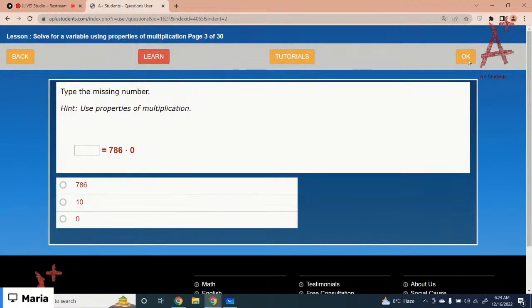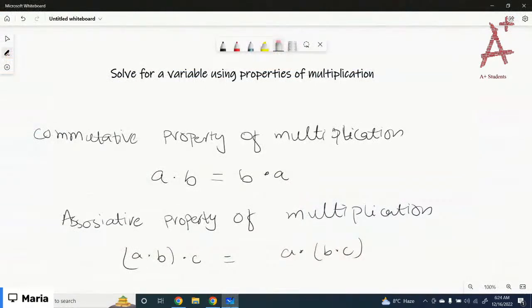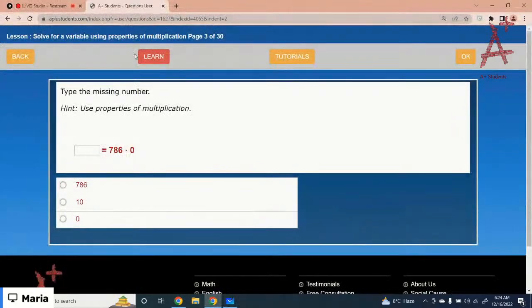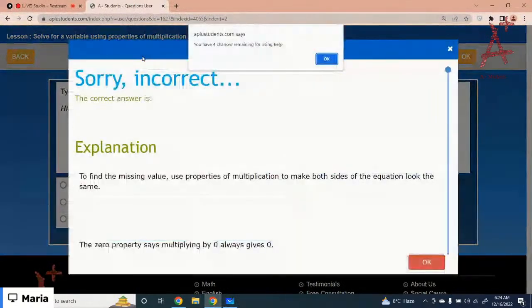Type the missing number. You have to use the properties of multiplication. Got it? That is 786 times 0. It is 0. That is the multiplicative inverse. Got it? No, not multiplicative inverse. I forgot the property name. Let me check which property it is. Yes, it is the zero property.